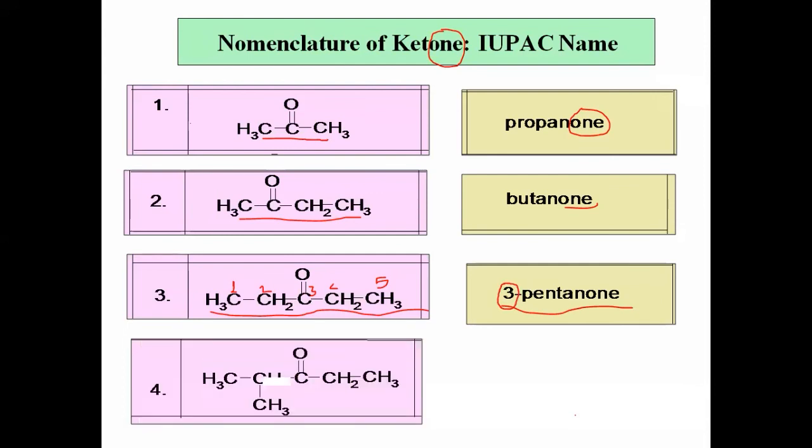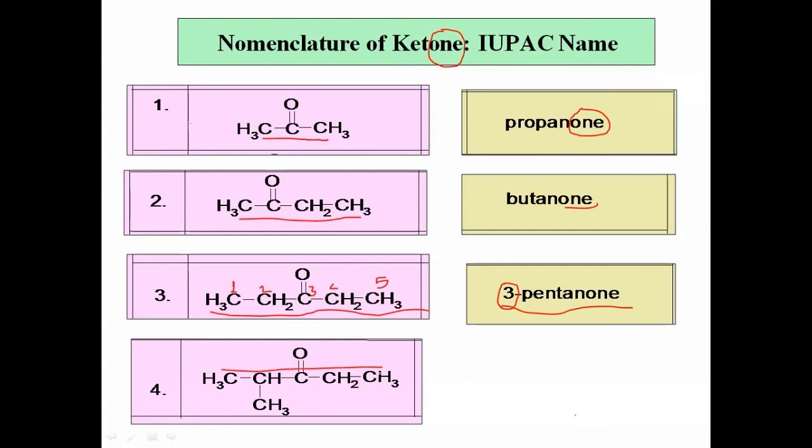Let us see the next example. Here, what is the first rule? Again the same, select the longest continuous carbon chain having the carbonyl group. Okay, this is the longest continuous carbon chain having the carbonyl group. How many carbons are there? Here also 1, 2, 3, 4, and 5 carbons are there. Means the parent alkane is pentane. Now the last E from pentane we are replacing by ONE. Therefore it is pentanone.